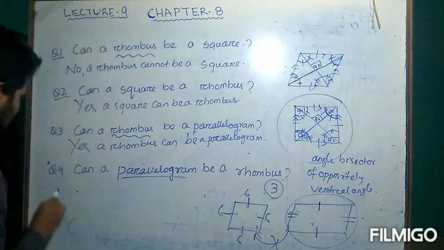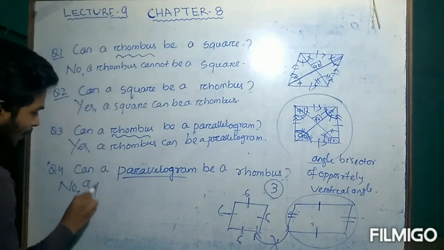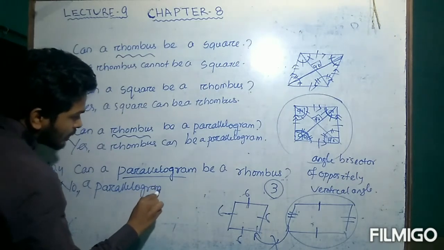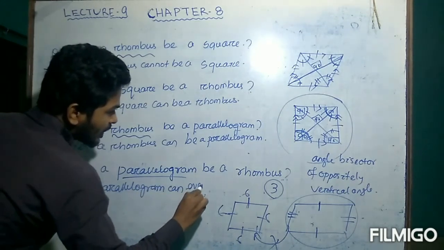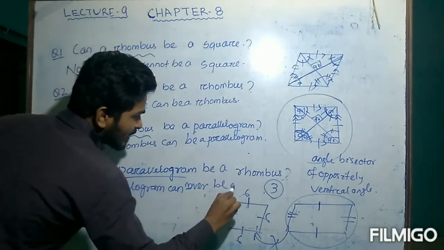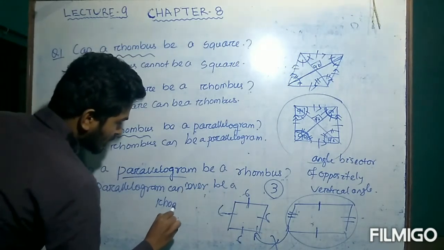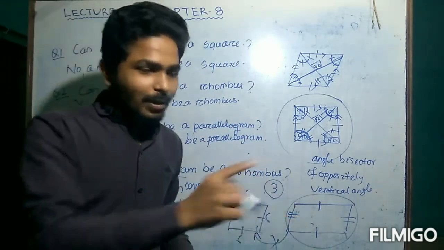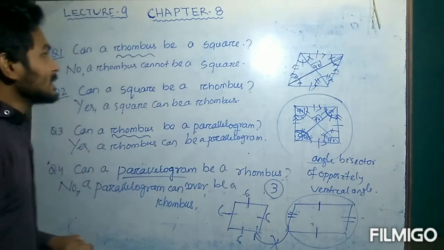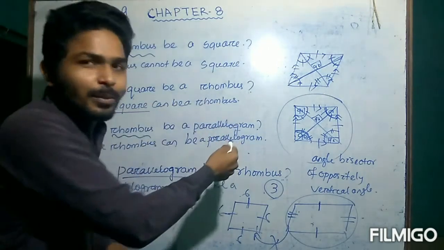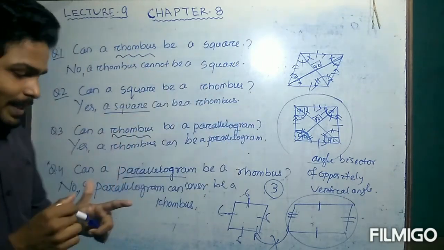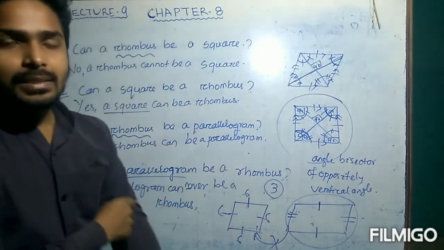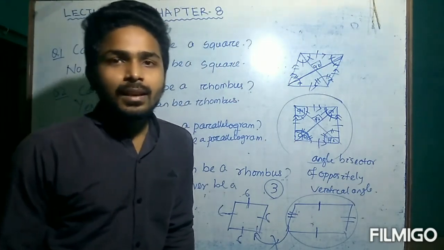Okay. So, no, a parallelogram can never be a rhombus. But its opposite statement is true. A rhombus can be a parallelogram, but a parallelogram can never be a rhombus. Similarly, a square can be a rhombus, but a rhombus can never be a square. So these are the four most important questions that may be asked. Next class we will discuss another type of quadrilateral, which is known as a trapezium.